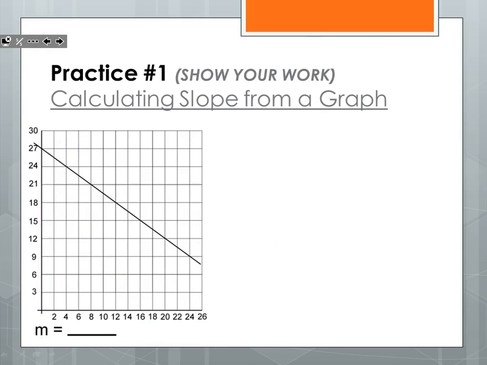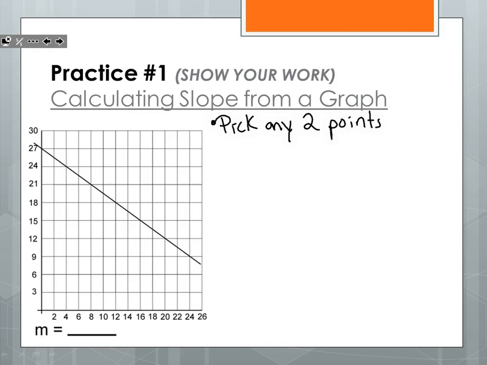Okay, on number 1, it just gives us the graph and it gives us the line. But it does not give us points. So I can pick any 2 points. So let me remind you, pick any 2 points. Doesn't matter where, as long as the point intercepts the x and the y.